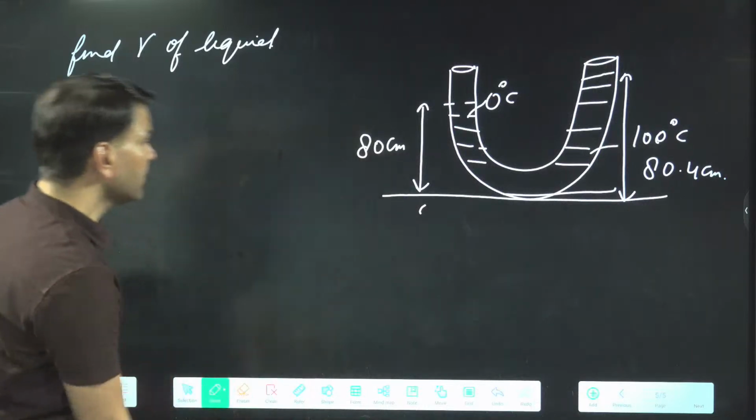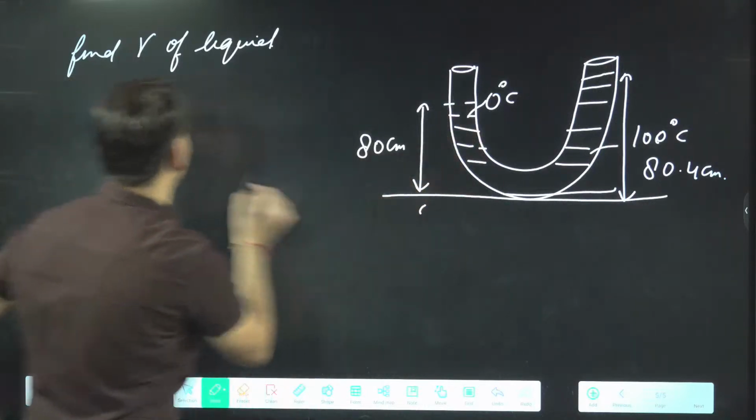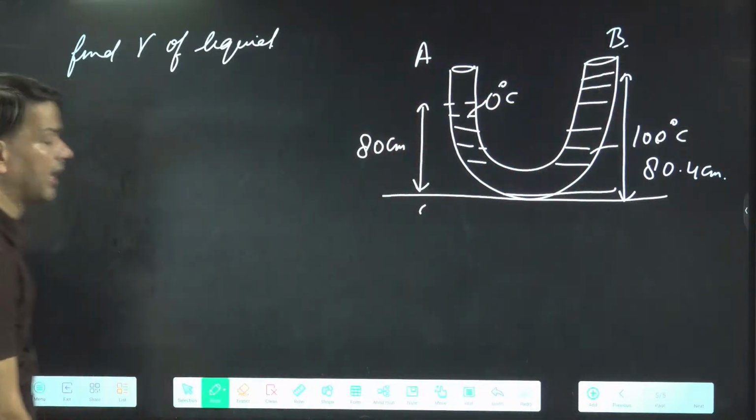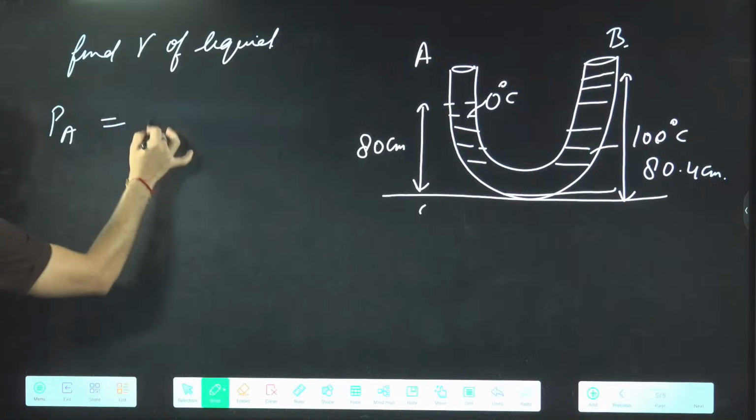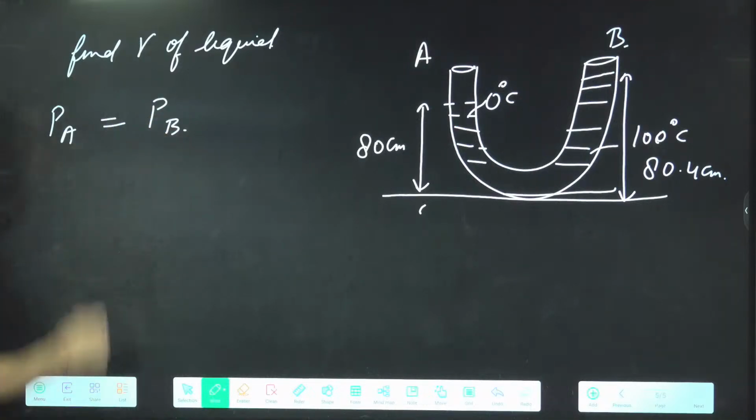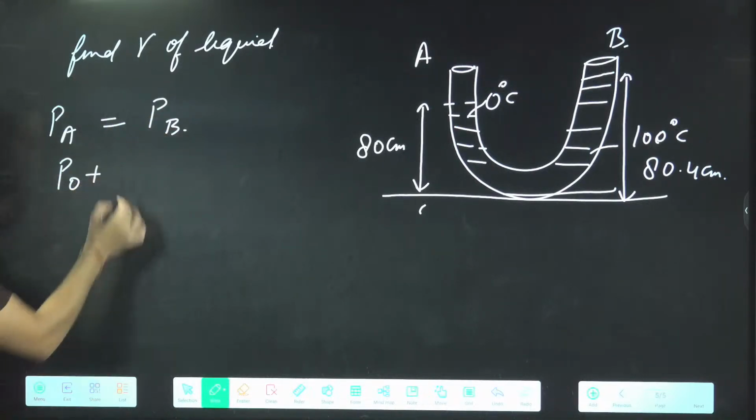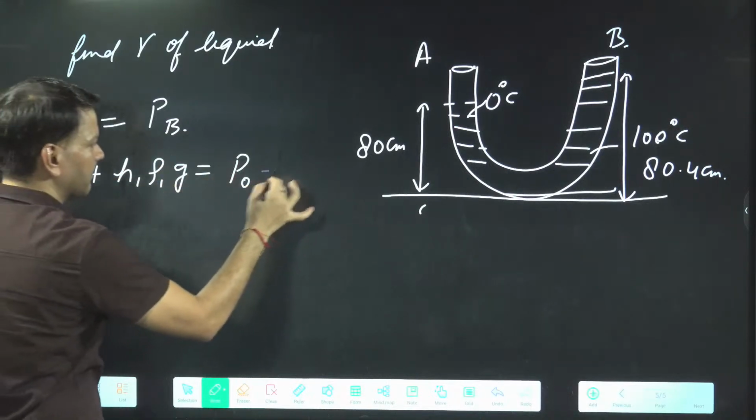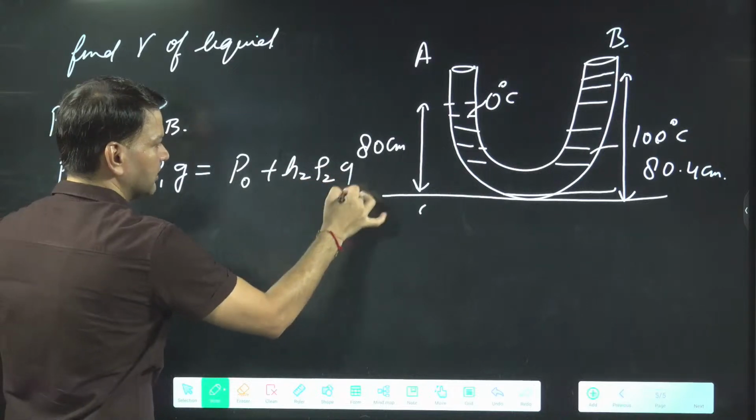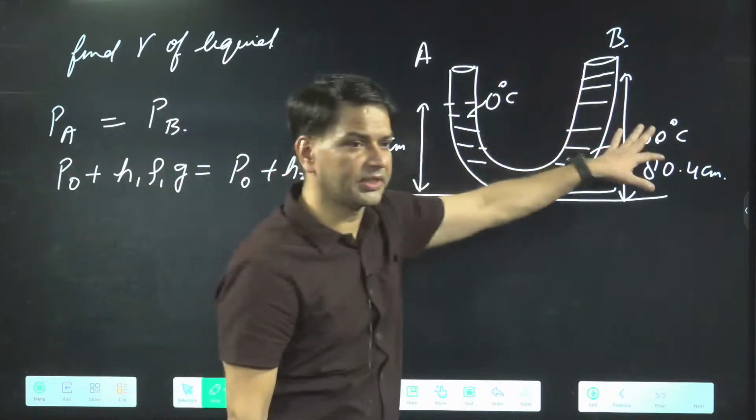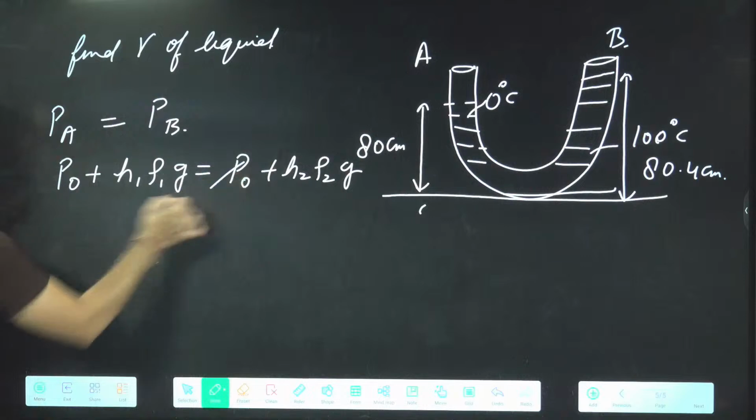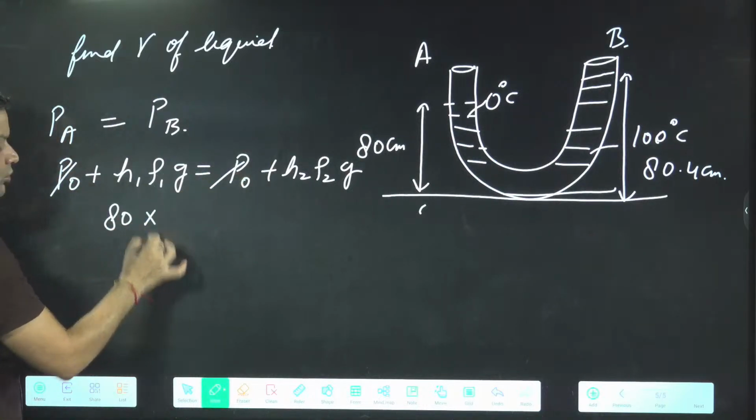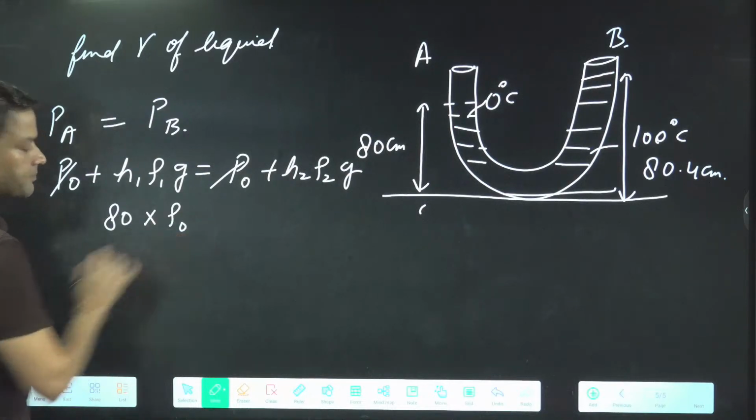Here I can write the pressure. One side, suppose I am taking A, the other side B. So pressure at the bottom of A must be equal to the pressure at the bottom of B. P naught plus h1 rho 1 g is equal to P naught plus h2 rho 2 g. One I am taking here, two here. Then P naught and P naught cancel out, and g and g cancel out. So h1 is 80 centimeter, into density rho 1, which I can write as rho naught.